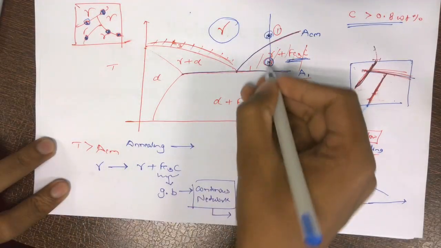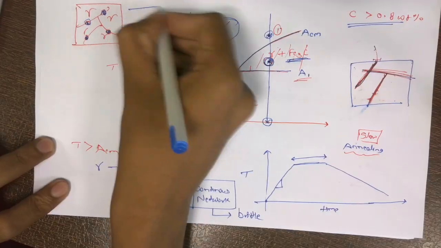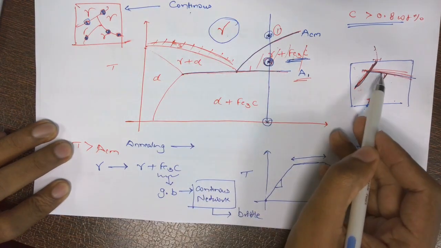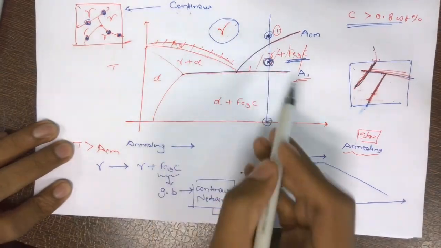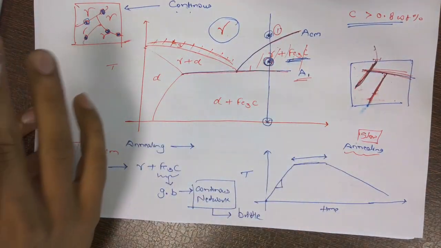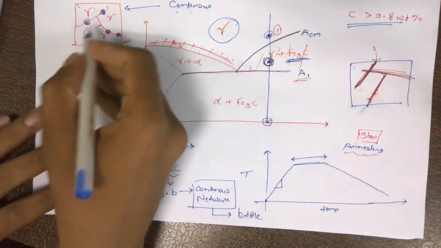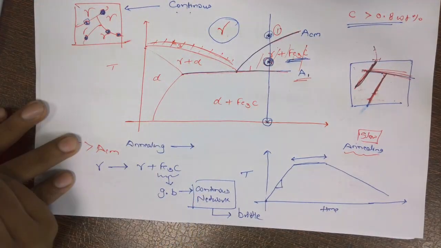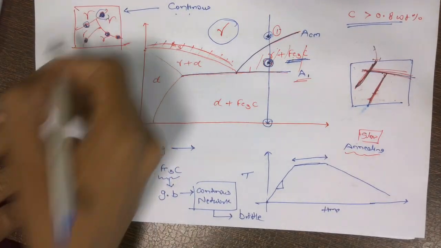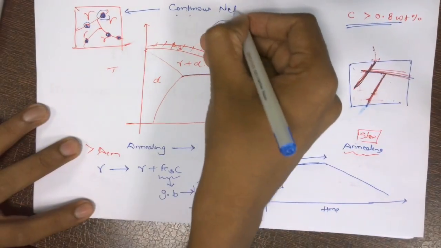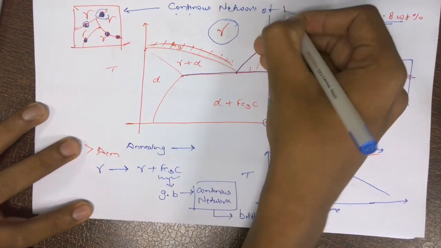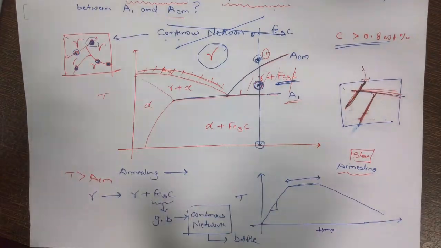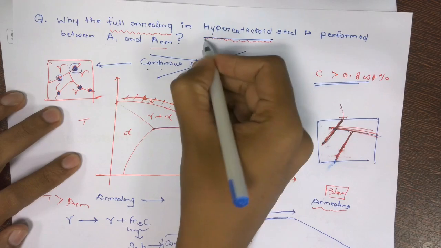The important thing is that when I'm heating at this particular temperature, the continuous network which was there before is no longer there. Now if I cool from here, the time is not sufficient, and the cementites will not come to that. They will come at the grain boundary, but they won't be able to form a continuous network because they are separated. So the continuous network of cementite is eliminated in this case.